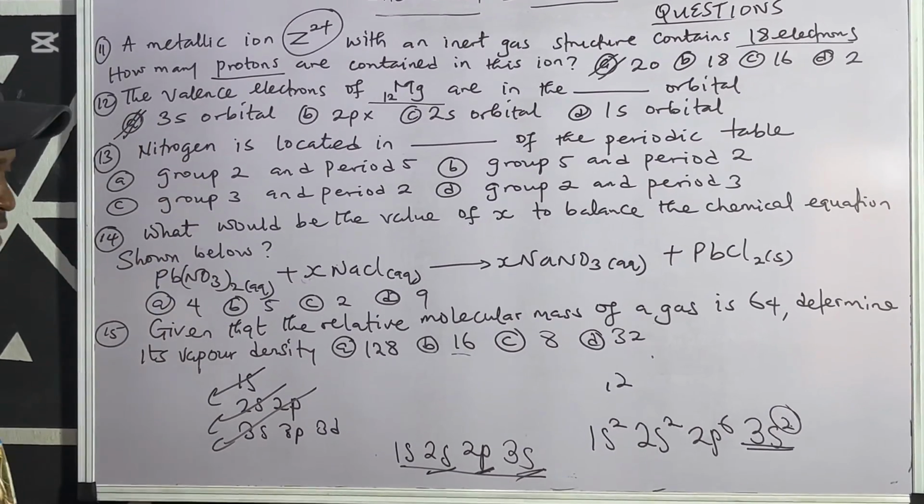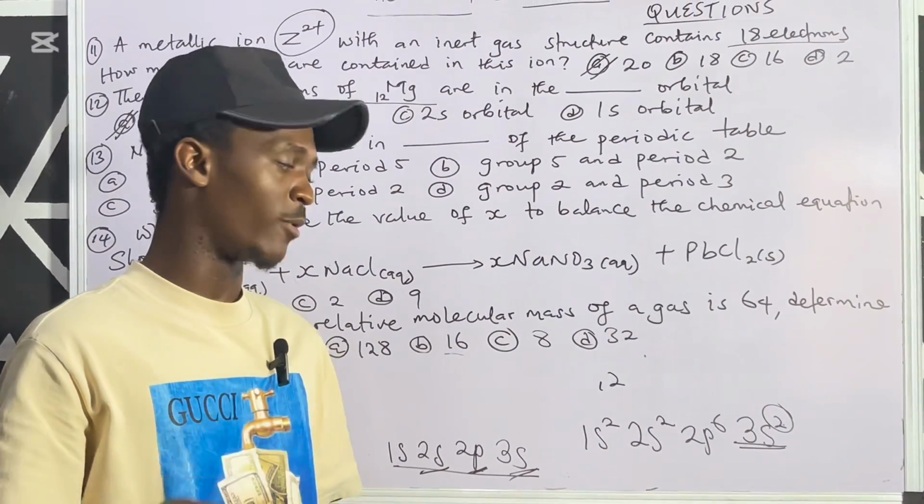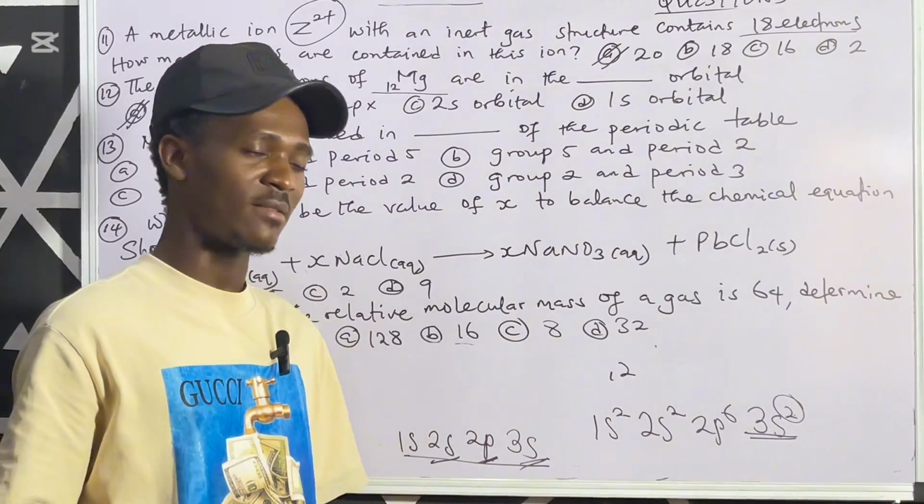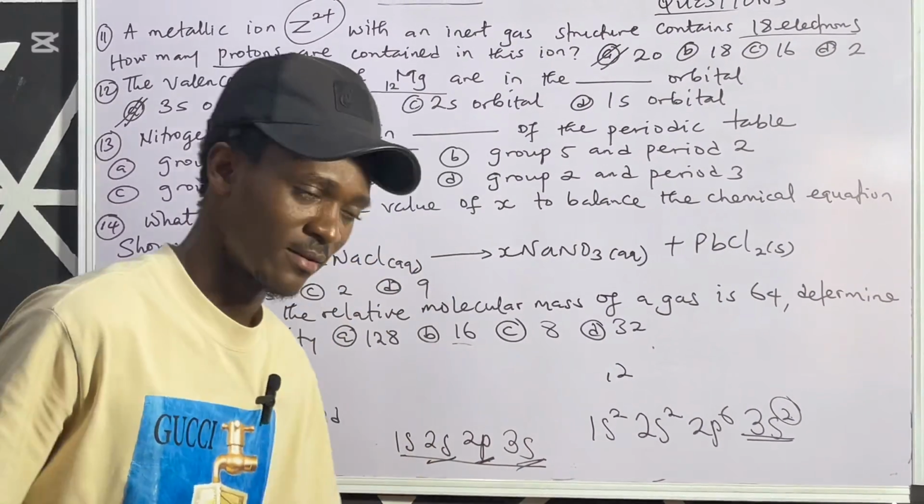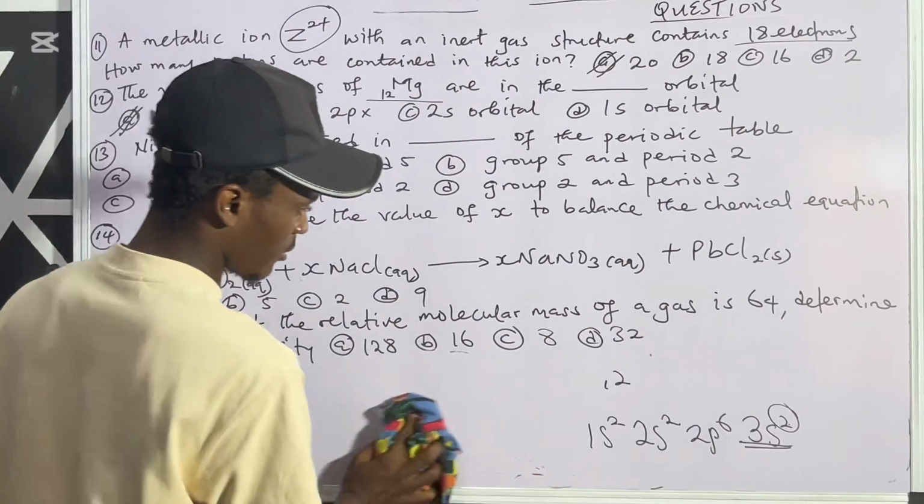Alright, so just do well to understand this orbital representation. You know that s can take a maximum of 2. That's the reason why I wrote 2 there. Then p takes a maximum of 6. Then d is 10. f is 14. So the correct option there is option A.